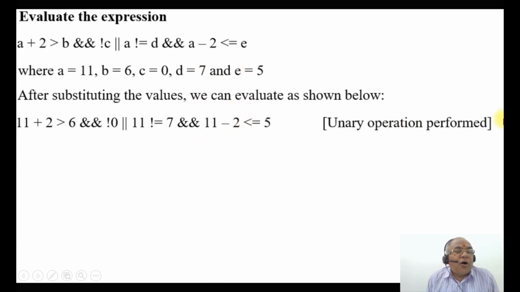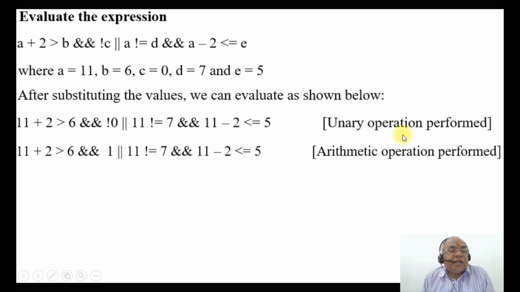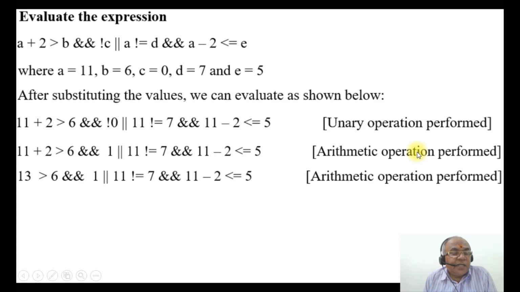Unary operation is performed first. So what is the unary operator? It is not 0. It is a unary operator, so it is 1, true. Then 11 plus 2 greater than 6, again arithmetic operation. What is the arithmetic operation performed? 11 plus 2. So that is 13.